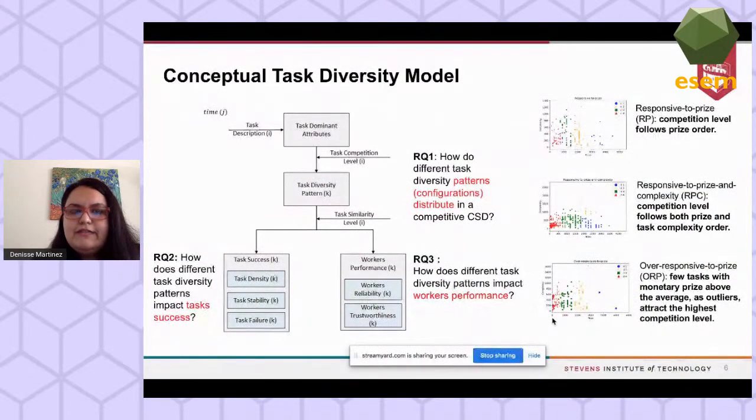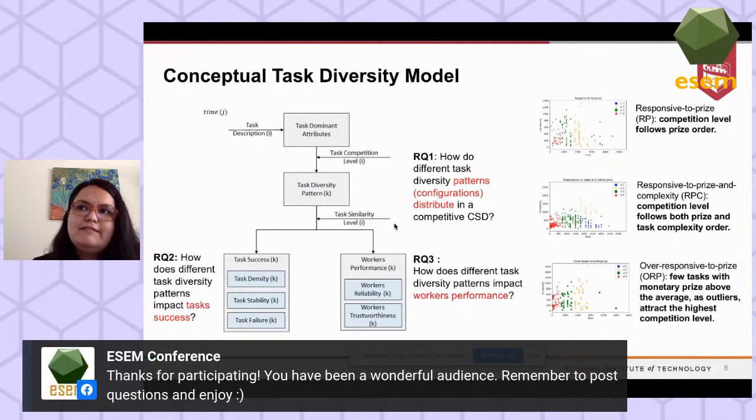So how can we understand this from a conceptual model? We have a time period, which can be a month, and we have the task description, which we translate into task attributes. Then we identify the task dominant attributes. We identify the competition level, which, as I said, was the number of registrations. Then we identify the diversity patterns. We also looked at the task similarity among open tasks, because we want to compare tasks that are similar.